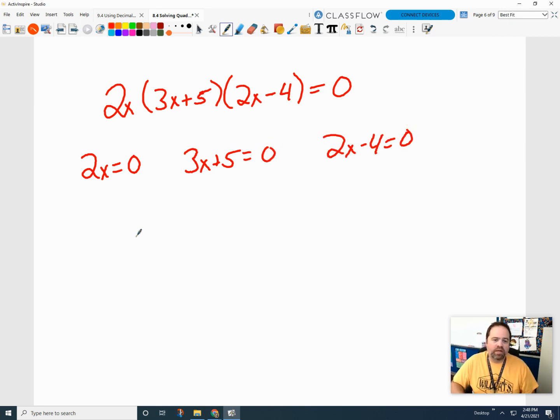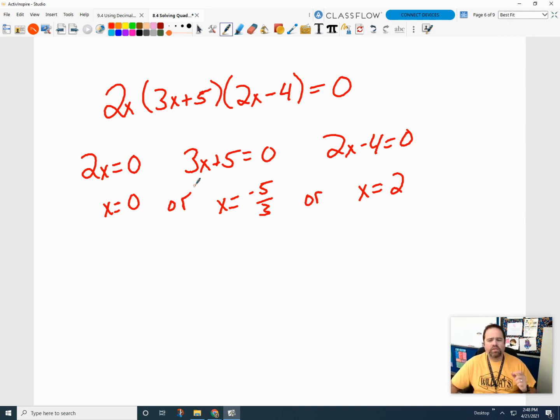These aren't big long equations to solve. Divide by 2, x is 0. Subtract 5, divide by 3. Add 4, divide by 2. Okay, so I get a 3-piece root here.